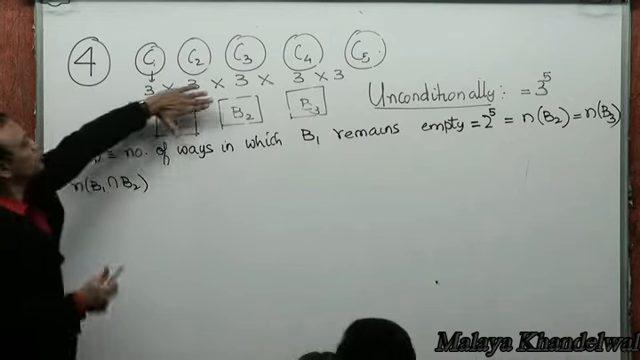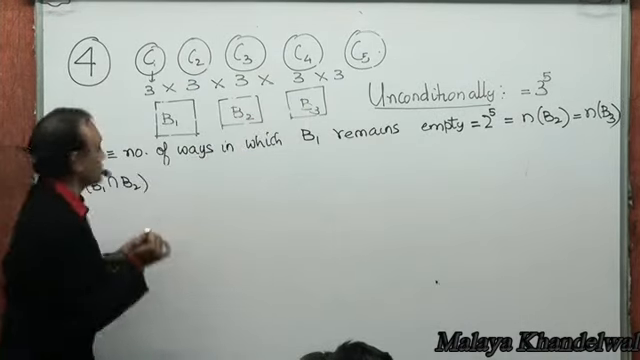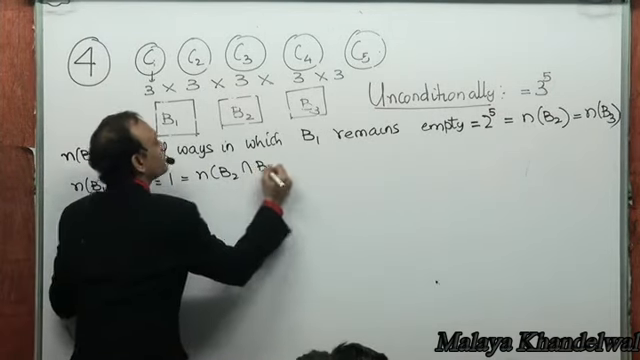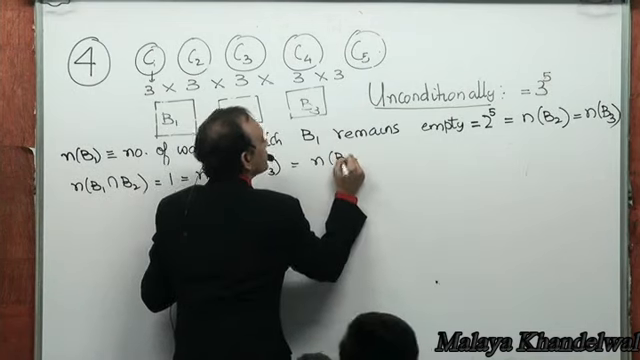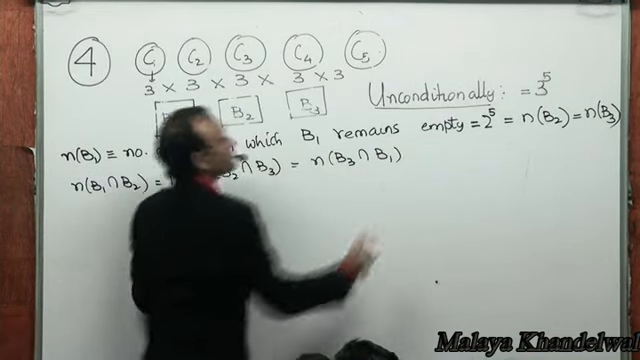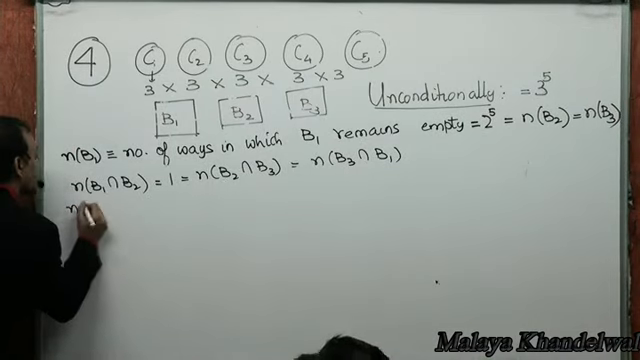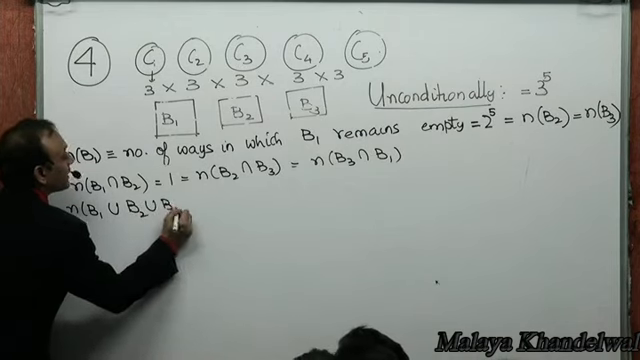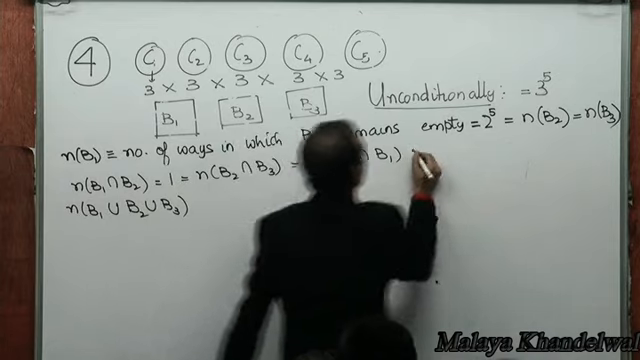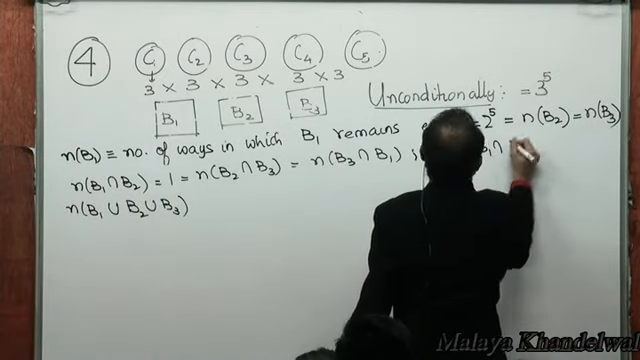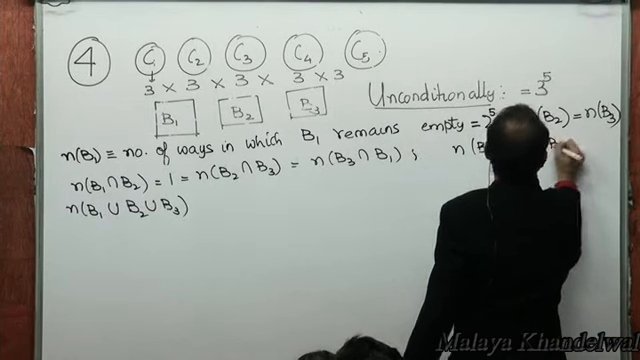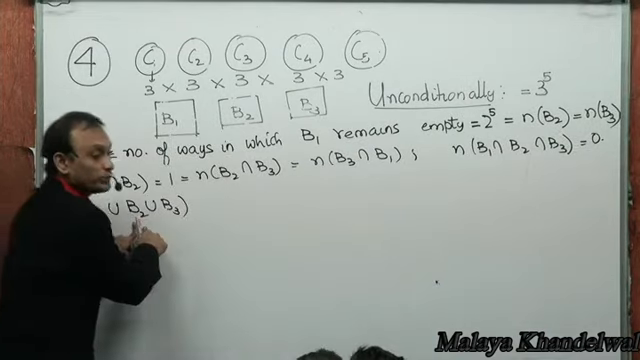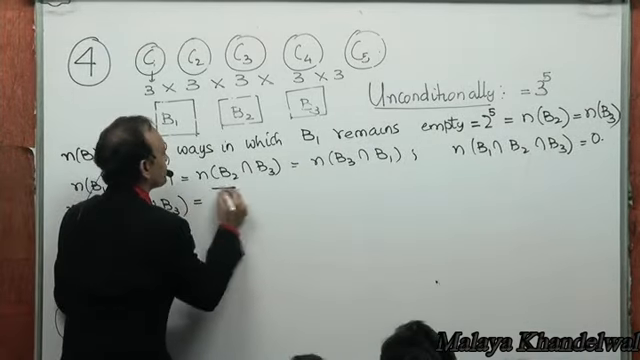Now number of ways in which B1 and B2 remain empty. Just one way. If B1 and B2 remain empty, all the balls are put in B3. So just one way. That's also the number of ways in which B2 and B3 remain empty. That's also the number of ways in which B3 and B1 remain empty. Yes or no? So what's the number of ways in which B1 and B2 and B3 remain empty? That's 0, obviously.